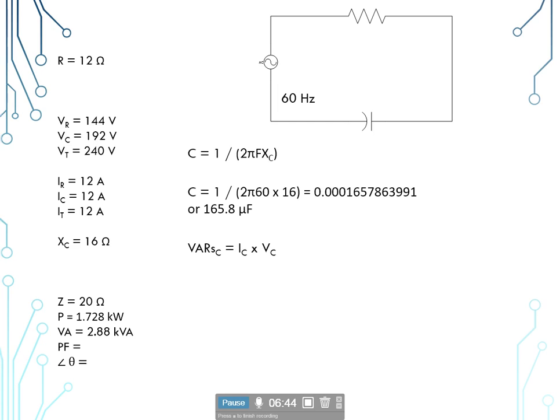We can find our VARs. VAR sub C is going to be equal to, and we're using the pi formula here, it'll be equal to I sub C times V sub C. So our 12 amps times our 192 volts will give us 2.304 kVARs.